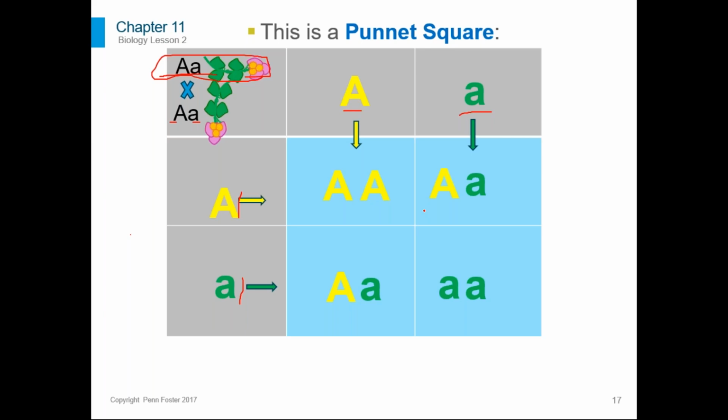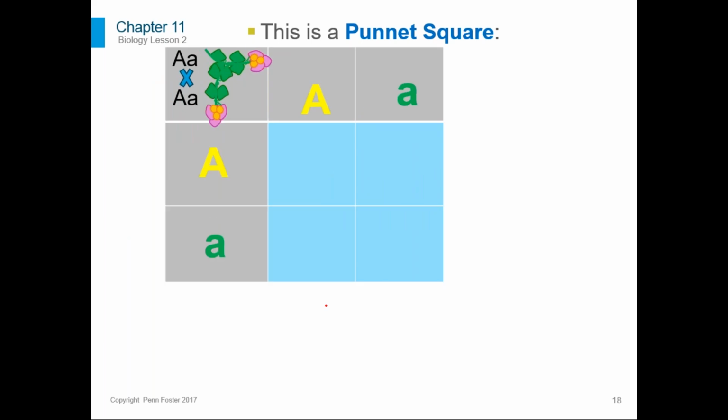You will see that some combinations appear more than once. So for example, we have a capital A and a little a, a capital A and a little a. So if they appear there more than once, then they have a higher percentage of the offspring that will have that genotype. So let's look at some numbers. In this example, and this is the same example that we just saw, I just moved it to the next slide, a heterozygous plant crossed with a second heterozygous plant.